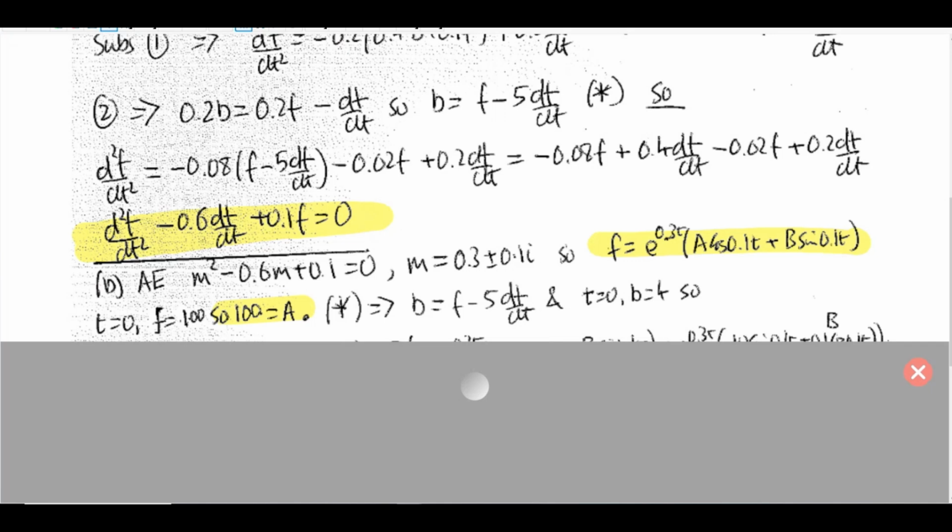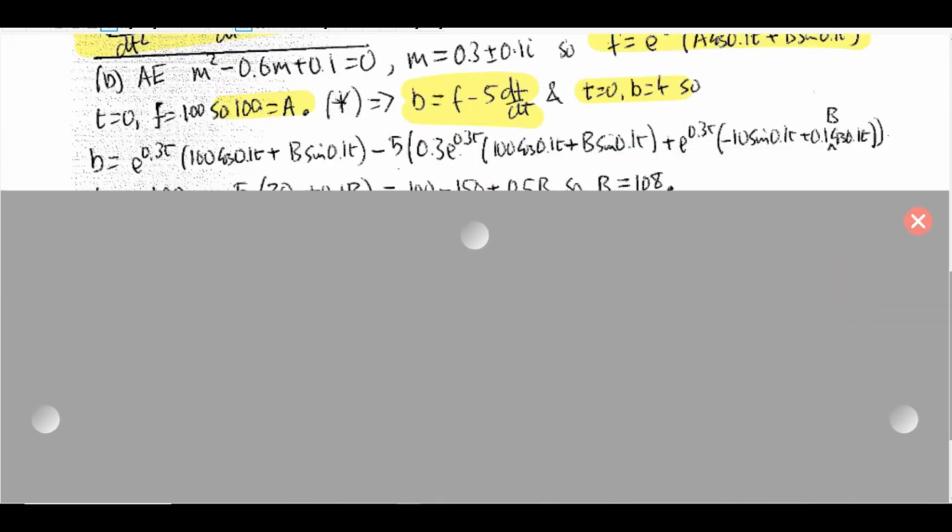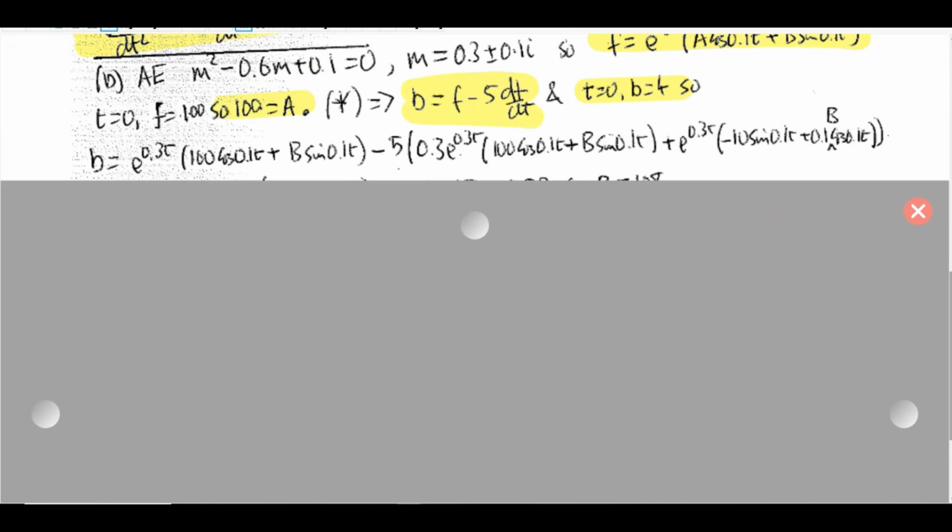Then, to get my expression for b, use this rearrangement of one of the differential equations: b is f minus 5 df by dt, along with the fact that initially when t is 0, b is 4. So here is my expression for b. B is f, which is this expression here, minus 5 df by dt.